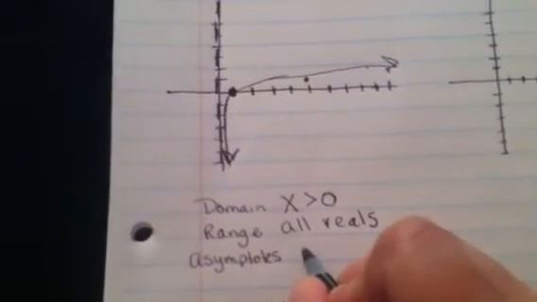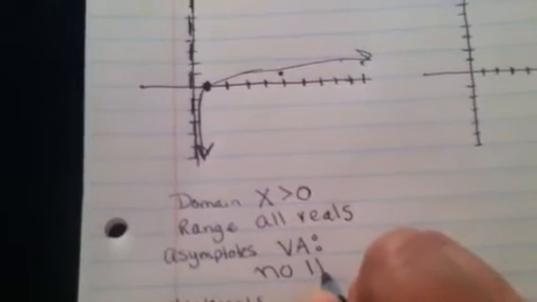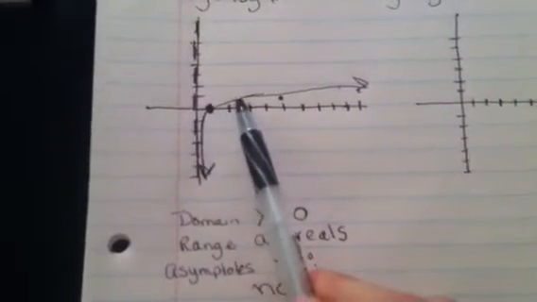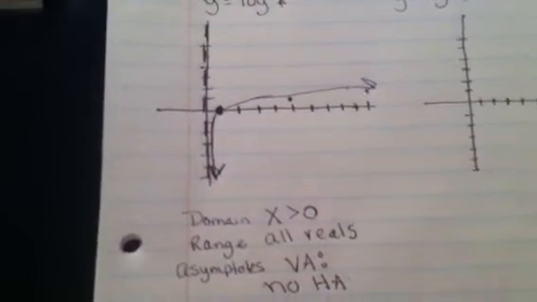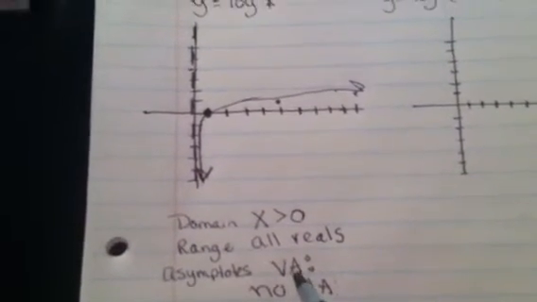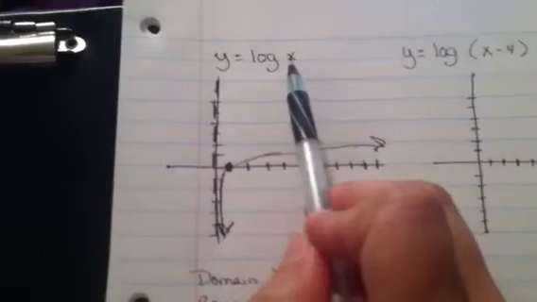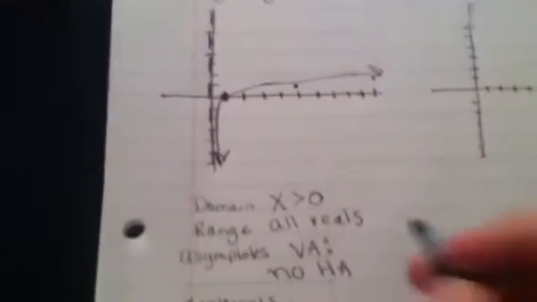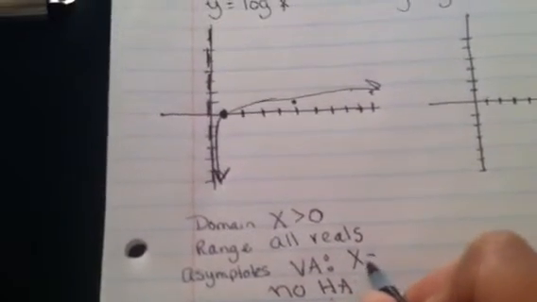Asymptotes. You're going to have a vertical asymptote, but you're not going to have a horizontal asymptote, because this graph keeps growing forever, so you can't have a horizontal one, because that would be like a boundary or an end behavior. The vertical asymptote comes from right here: set it equal to 0, solve if necessary. In this case, it wouldn't be necessary. So we just have x equals 0 for our vertical.